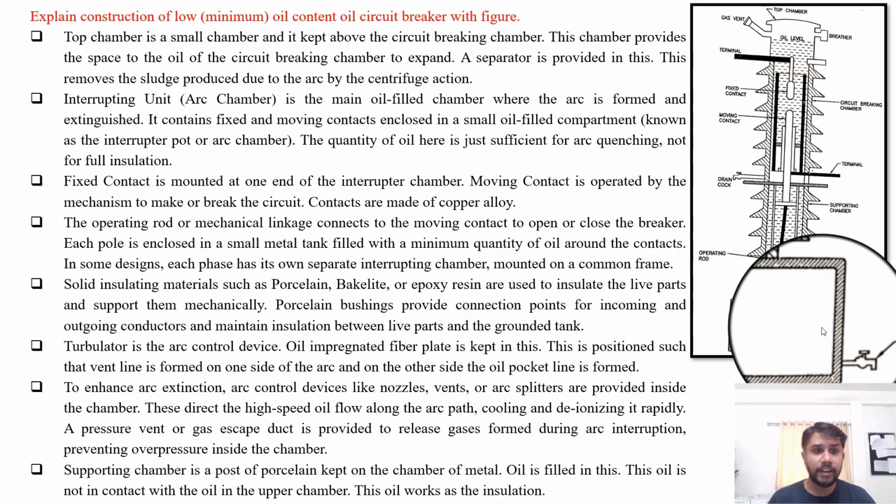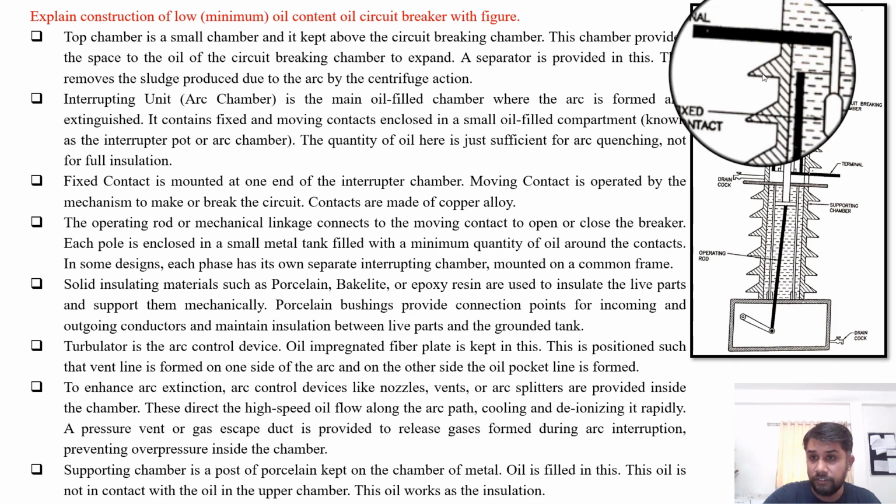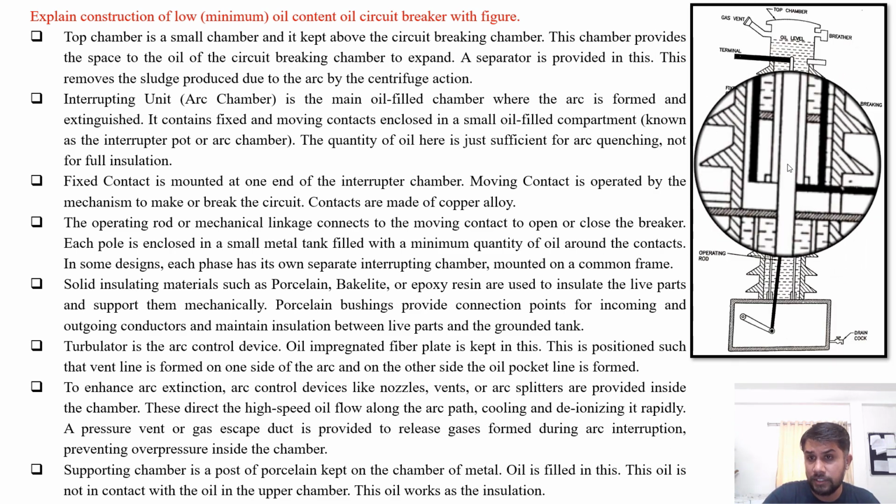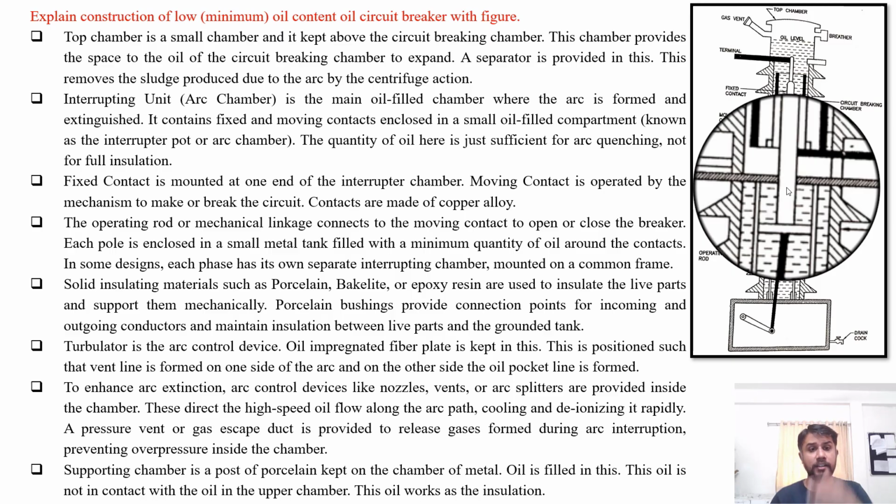The turbulator is the arc control device. Oil impregnated fiber plate is kept in this. This is positioned such that a vent line is formed on one side of the arc. This vent side, this is the separator. The vent line is formed on one side of the arc, and on the other side of the arc or the plate the oil pocket line is formed.